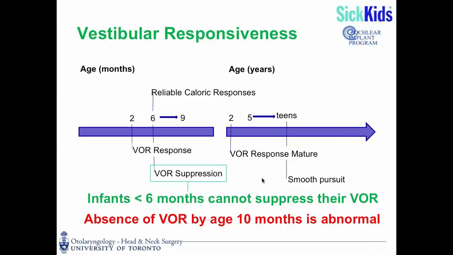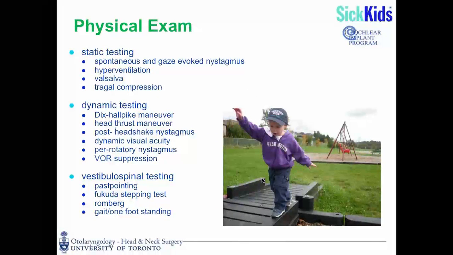So let's move on. So when we think about our neuro-otologic physical exam, there's an exhaustive list of different types of tests that we can do, and in children, what we often have to do is focus on what's most important to us. So this is a complete list that you can see, and I've divided in terms of static testing, dynamic testing, and vestibulospinal testing.